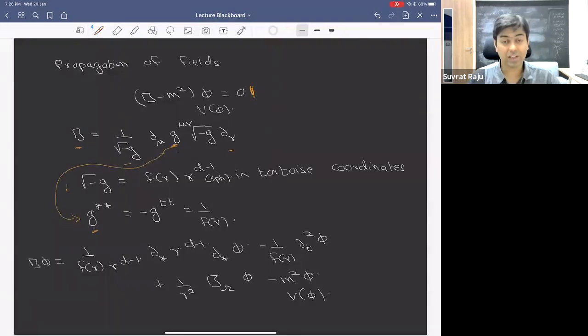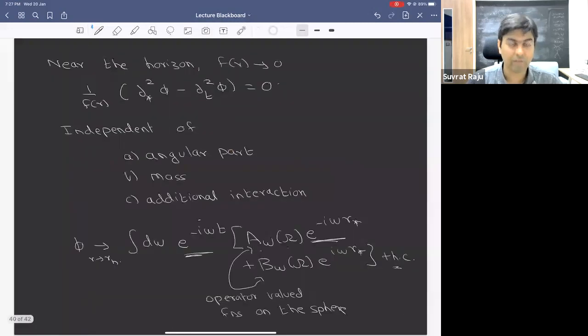Okay. And in this box of phi, I then pointed out that near the horizon, it so happens that f of r diverges. So you see two terms here which have an f of r, and these two terms are going to become most important near the horizon. There are other terms in this, but these terms are not going to be important. There might be a V of phi, an m squared phi, and so on. But these terms are not important near the horizon. And therefore, I said that near the horizon, the form of the equation becomes this. And the interesting part about the form of the equation is that the variation of phi in the r star, t coordinates doesn't care about what phi is doing in the angular coordinates. It doesn't care about what it's doing with the mass. It doesn't even care about what interactions phi has.